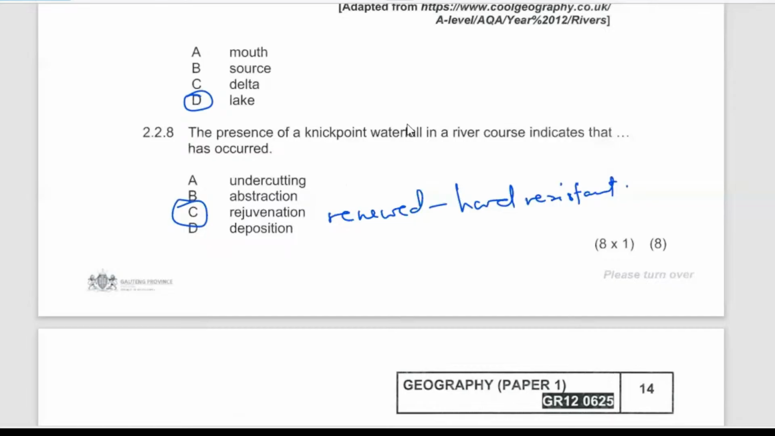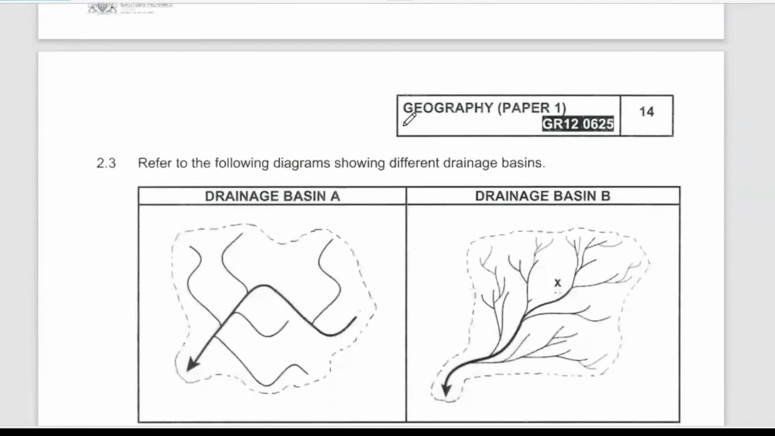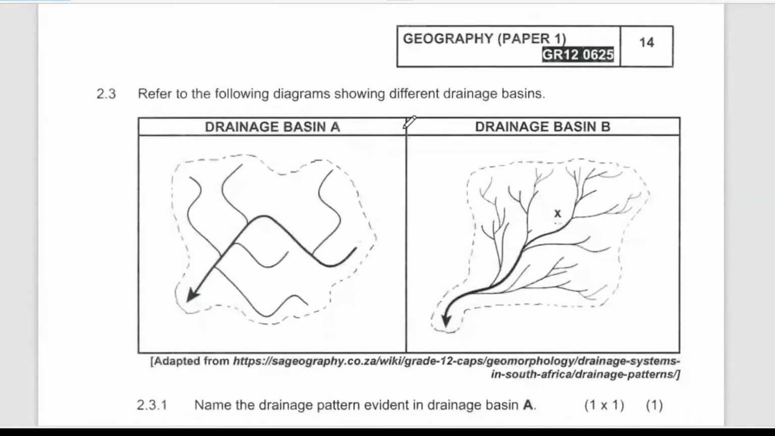So ultimately, it's because of rejuvenation that the river has the presence of the nick point along the river channel. Right, moving on to the next question, which is question 2.3. The question is based on two drainage basins, drainage basin A and drainage basin B, and those two drainage basins have different drainage patterns.